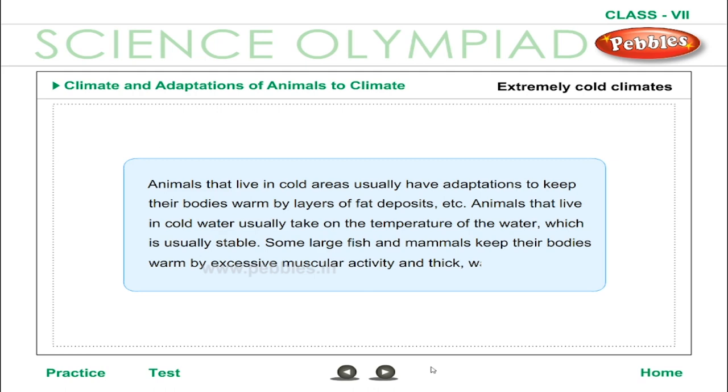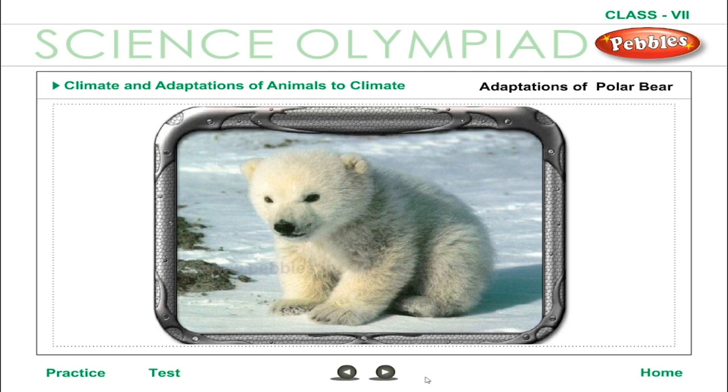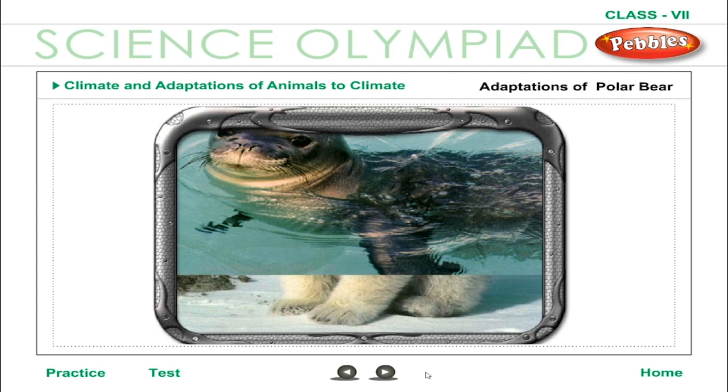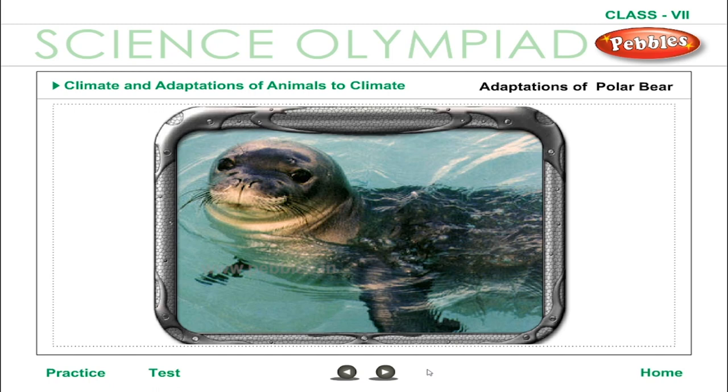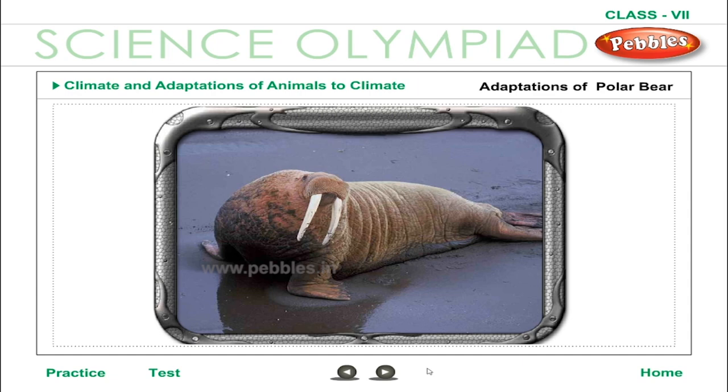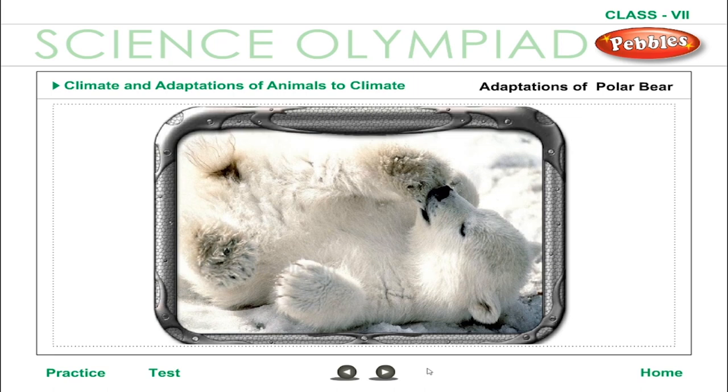Adaptations of polar bear. How does a polar bear adapt to its cold Arctic life? Polar bears and many other animals, such as seals, whales, and walrus, have a thick layer of fat called blubber under their skins, which keeps their bodies warm and insulated from the cold. The white fur of the polar bear is a good insulation from cold and also helps it to camouflage from its prey and enables it to hunt well both on land and in the water.